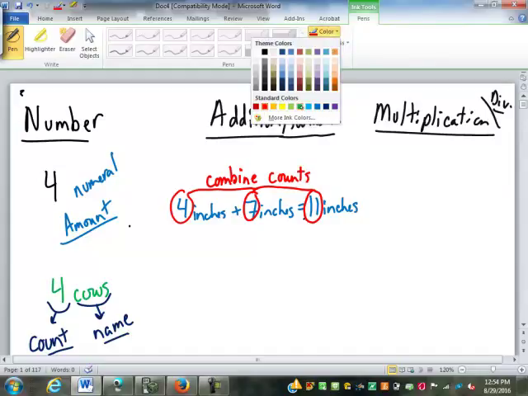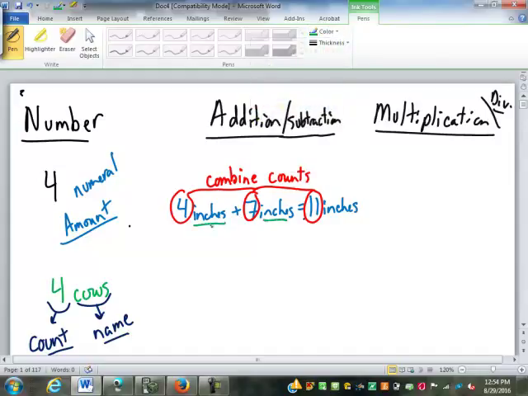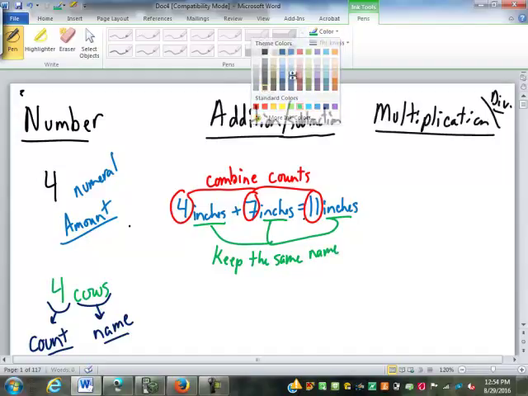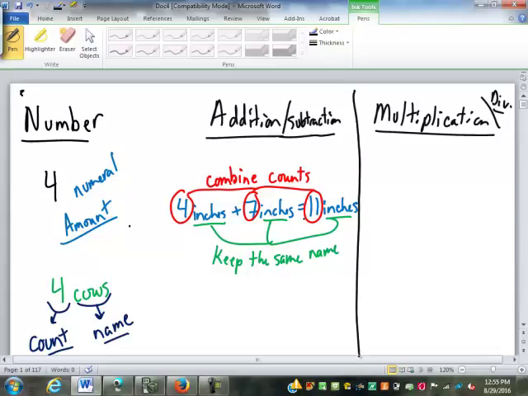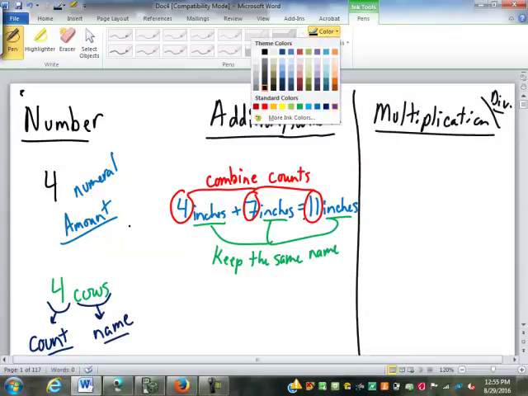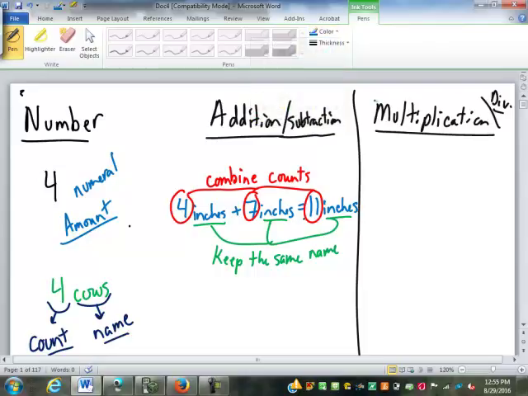But let's look at the names. We had inches and inches, and what did we end up with? Inches. So when we add numbers and when we subtract, we simply keep the same name. Now you're probably looking at that thinking, yeah, that's different, but not that interesting. Maybe not quite worth your 400 and some bucks for the course yet.